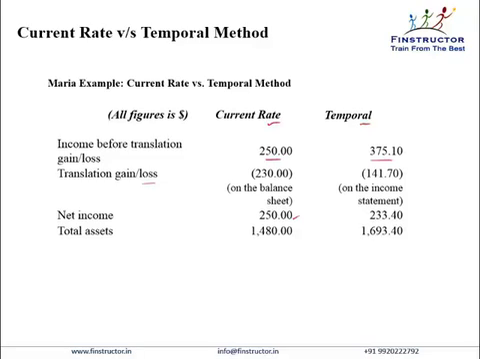For the temporal method, the net income after remeasurement became $233.4. The total assets were all at the current rate. In the all current method, they came out to be $1480. In the temporal method, the assets came out to be $1693.4.